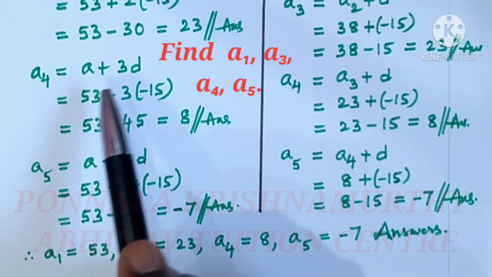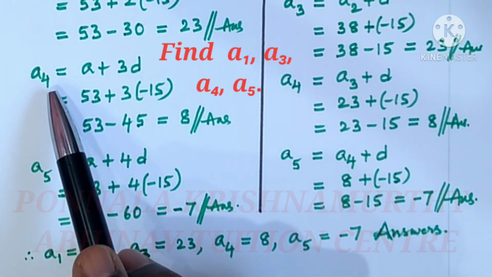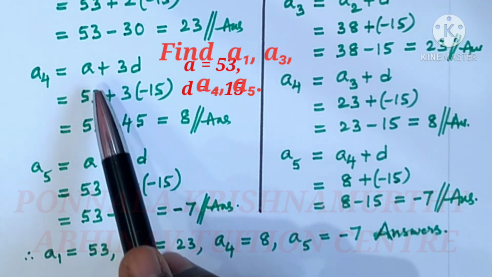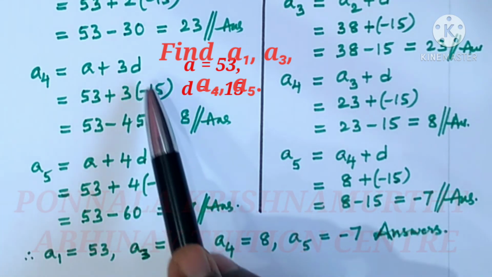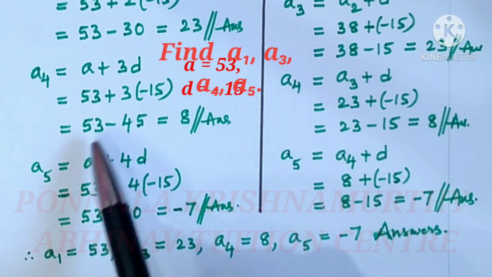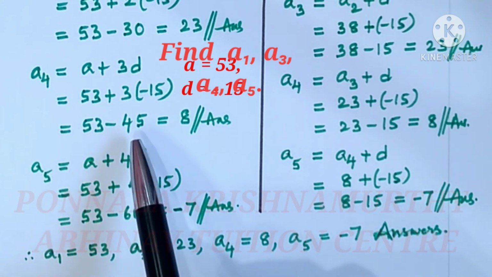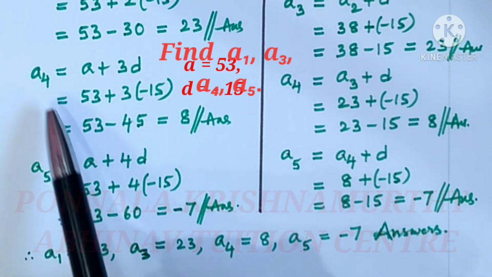A4 is equal to A plus 4 minus 1 into D, that is 3D. That is equal to A is 53 plus 3 into D is minus 15. So 53 plus into minus, minus 3 into 15, 45. 53 minus 45 is 8. So A4 is equal to 8.